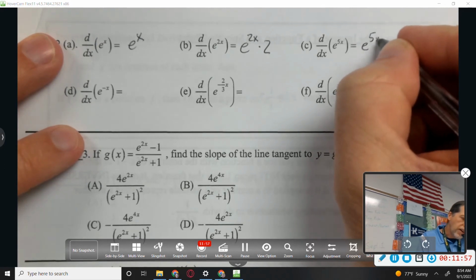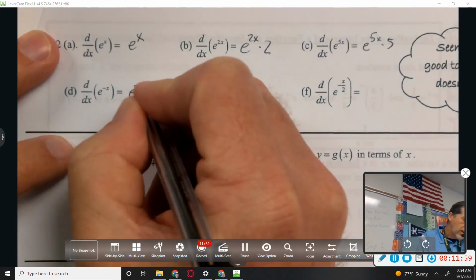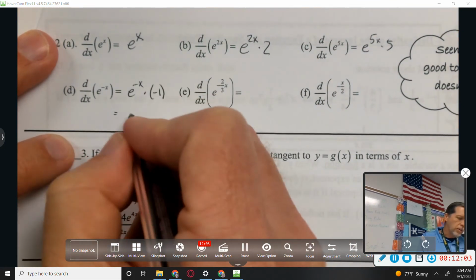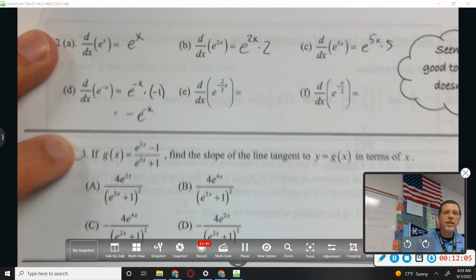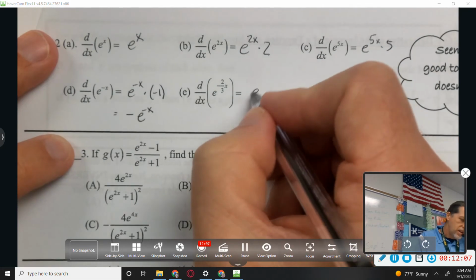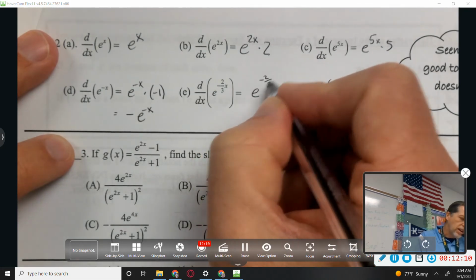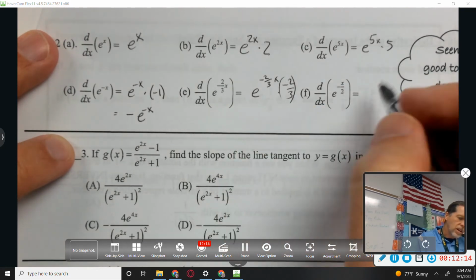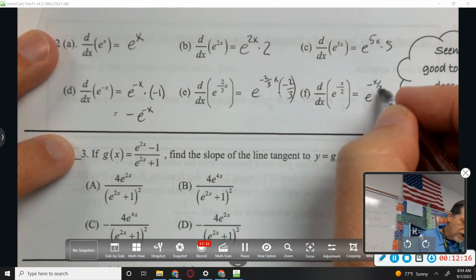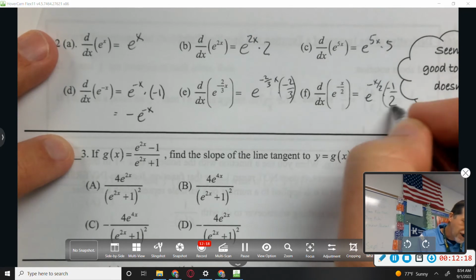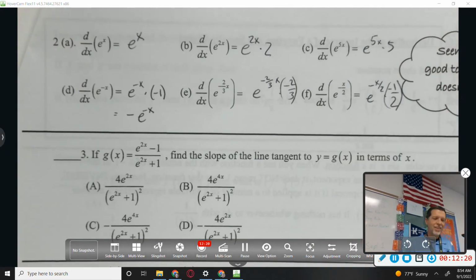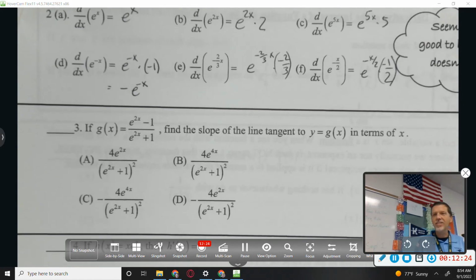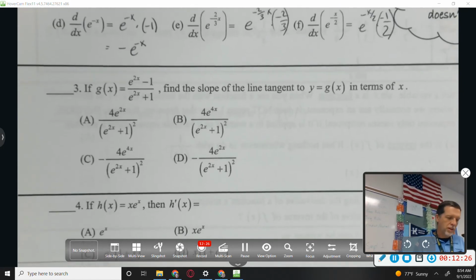Alright, e to the 5x times 5, e to the negative x times negative 1. Chain rule. Of course, we'd probably write that a little bit differently, like that. E to the negative 2/3 x times negative 2/3. E to the negative x over 2 times negative 1/2. So it seems to be too good to be true, maybe. It's not hard, it's just the chain rule that you've got to remember to add on to that.